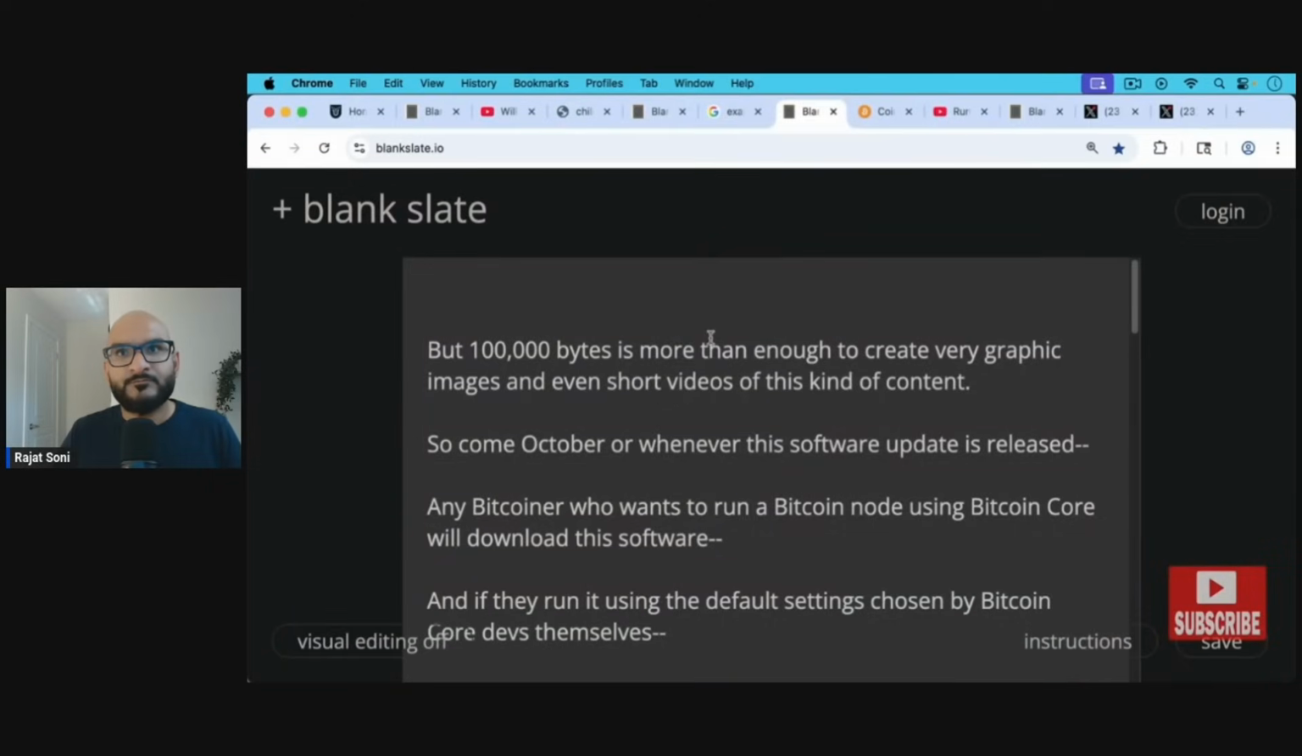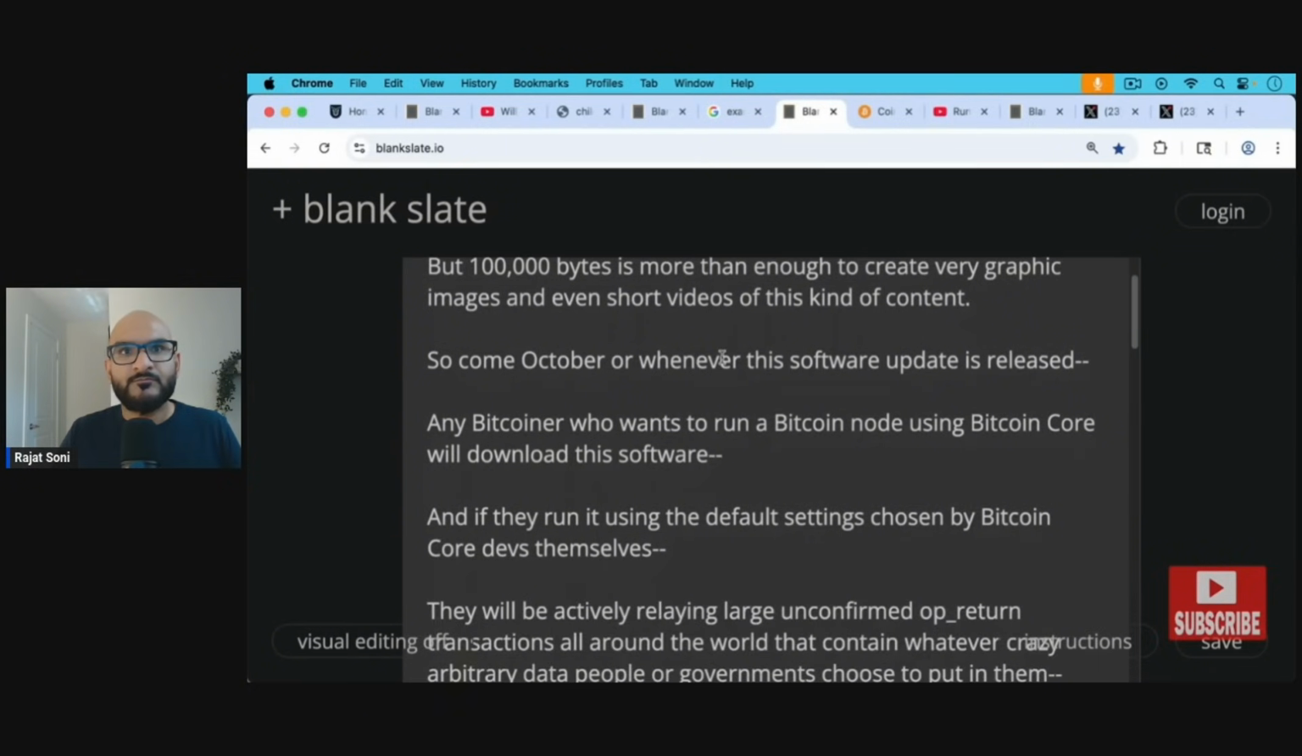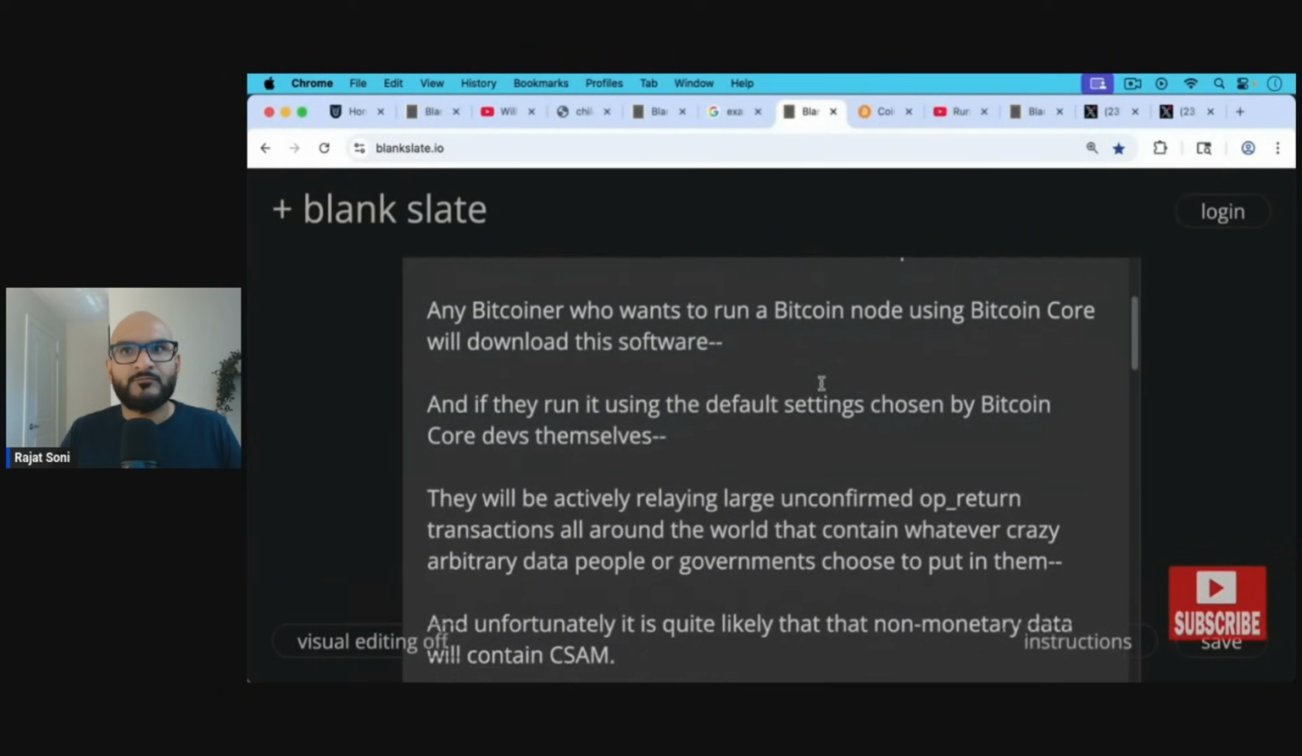At least any Bitcoiner who wants to run a Bitcoin node using Bitcoin Core will download this software. And if they run it using the default settings that have been chosen by Bitcoin Core devs themselves, they will be actively relaying large unconfirmed OP_RETURN transactions all around the world that contain whatever crazy arbitrary data people or governments or whoever choose to put in them.